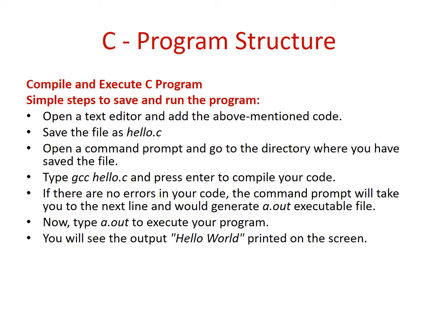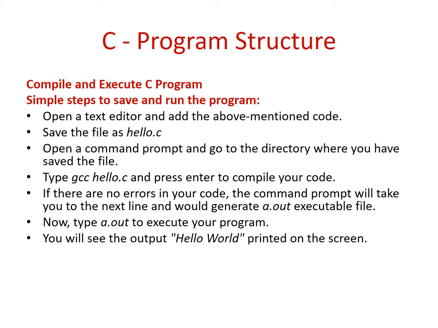Now let us see how to compile and execute a C program. Simple steps to save and run the program. Open a text editor and add the above mentioned code. Save the file as hello.c. So we have to use extension .c.